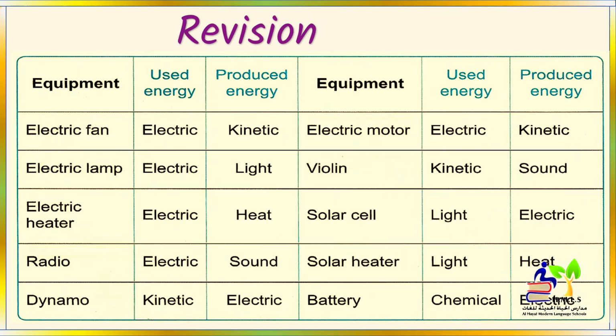We are going to make a revision about the lesson, the whole lesson. Equipment means the device, الجهاز. Okay, the device used. So, starting number 1, electric fan. The electric fan, what is the used energy in the electric fan? Electric energy. What is the produced energy? What is the energy produced from the electric fan? Kinetic energy. So the electric fan changes electric energy into kinetic energy.